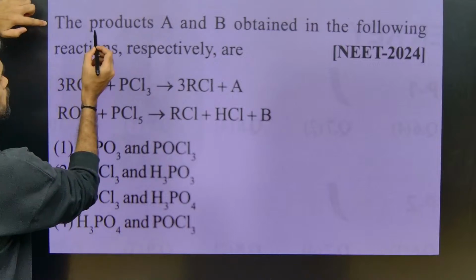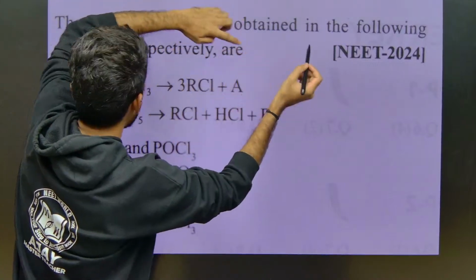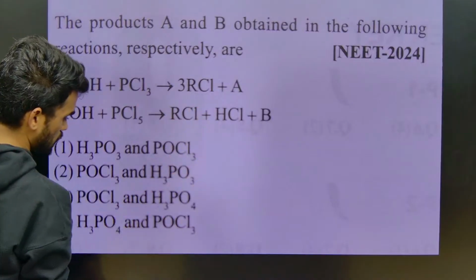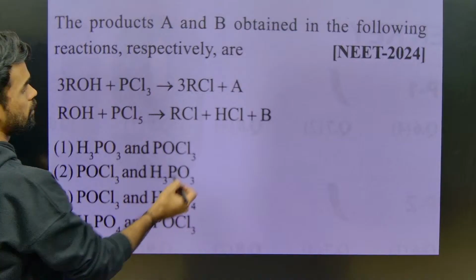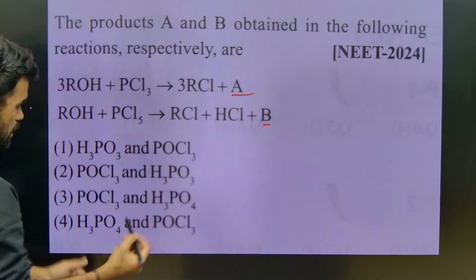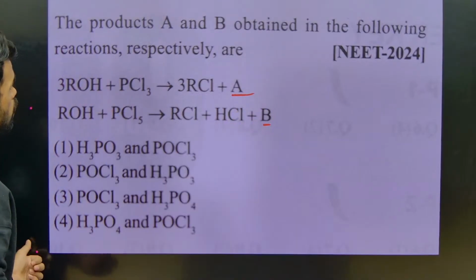Look at this. The products A and B obtained in the following reactions respectively are. There are two reactions given here, and we need to identify A and B in these given reactions. So how can we do this?